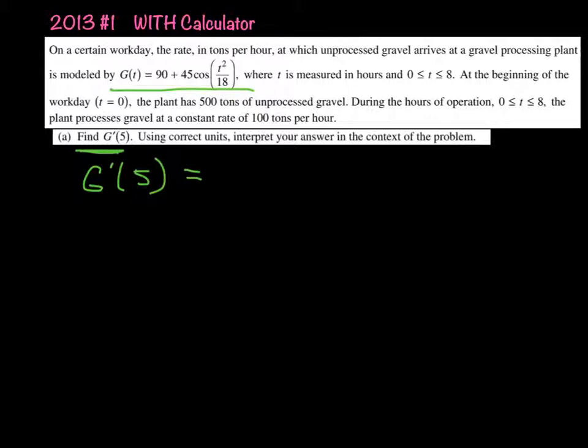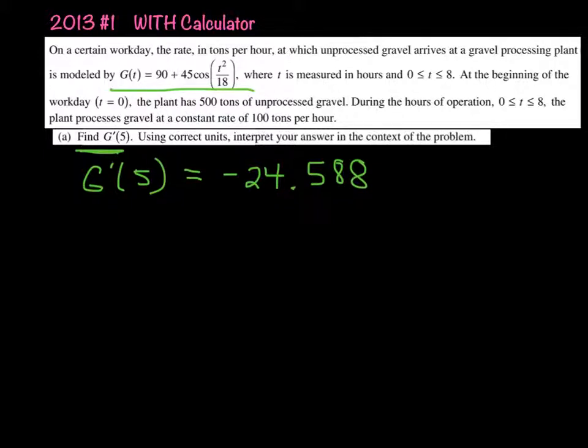So we're going to go ahead and just plug it into our calculator to get an answer here. You should be picking up your calculator and do math 8 and enter this in, and then come back to me with an answer. Okay, so when I entered this in my calculator, I got that g prime of 5 was equal to negative 24.588. All right, now I have to interpret this and use the correct units.